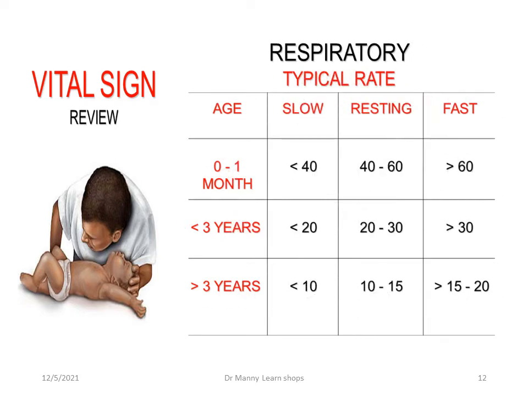The typical respiratory rate in a 1-month-old infant is typically between 40 and 60 breaths per minute. Less than 3 years of age, 20 to 30. Greater than 3 years of age, 10 to 15. Bradypnea, depending on the age group, which you can review in front of you, less than 40, less than 20, less than 10. Tachypnea, depending on the age group, greater than 60, greater than 30, greater than 15 to 20.